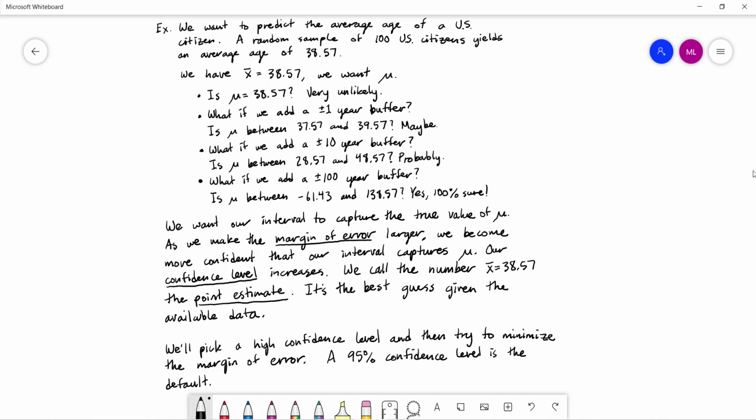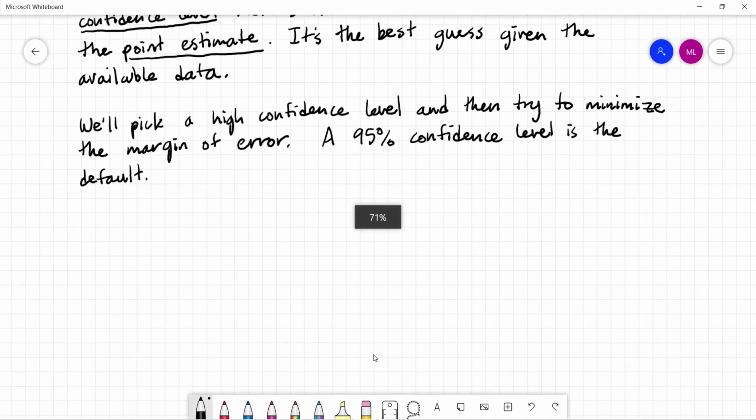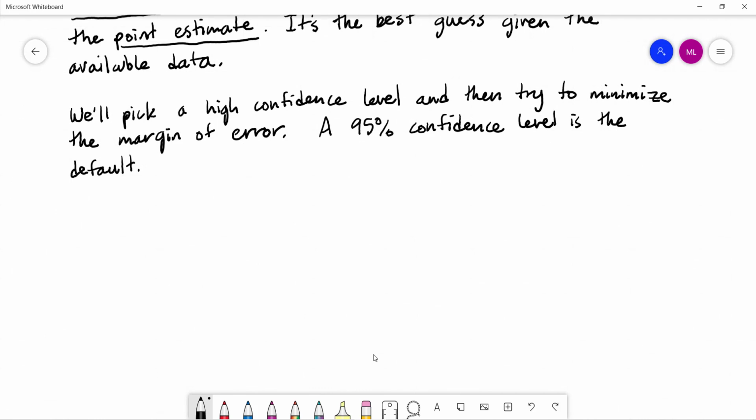So we've got a couple of example windows that we've come up with, some that we're less sure are correct, some that we're more sure are correct, some that we're 100% sure are correct. But we want to make the smallest possible window that allows us to be 95% confident. So basically what we're going to do is formalize, using statistics, the process that we can go through to quantify our level of certainty and quantify this margin of error. So how are we going to do this?